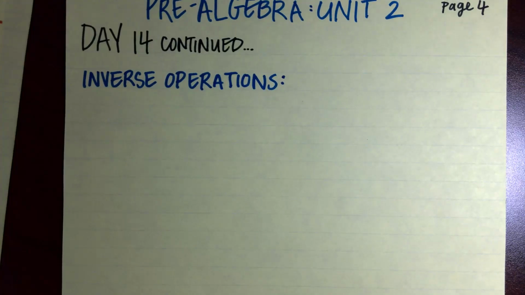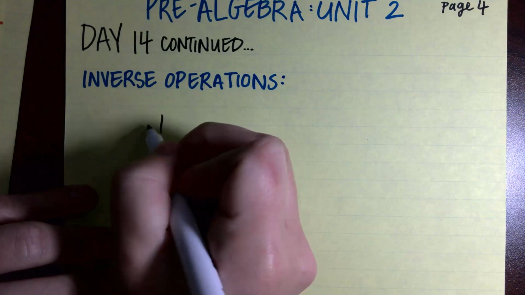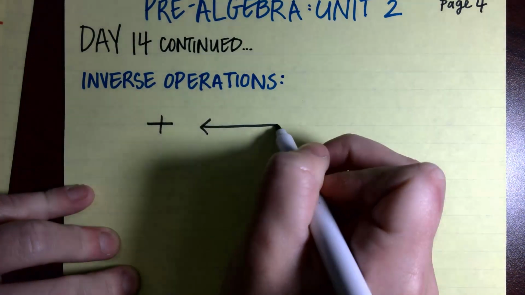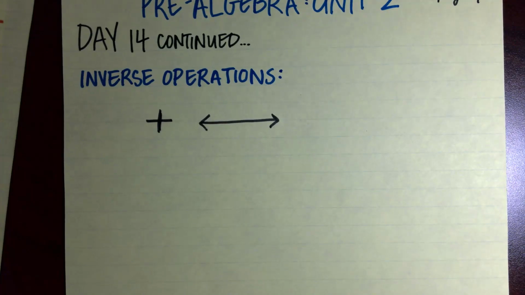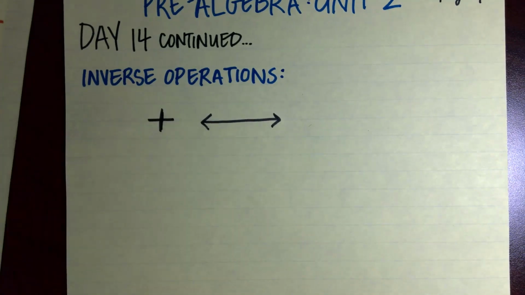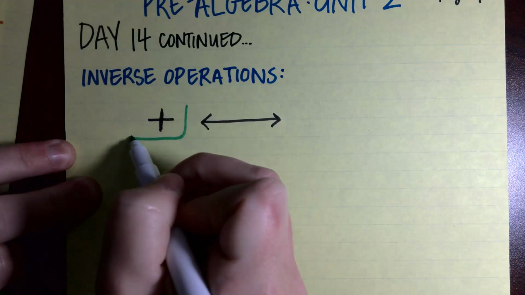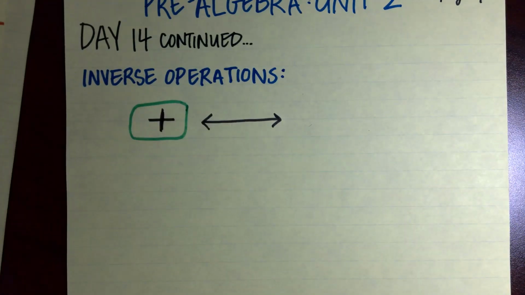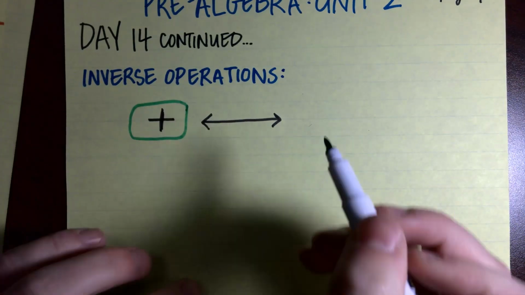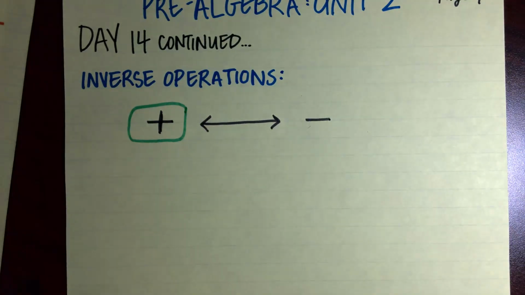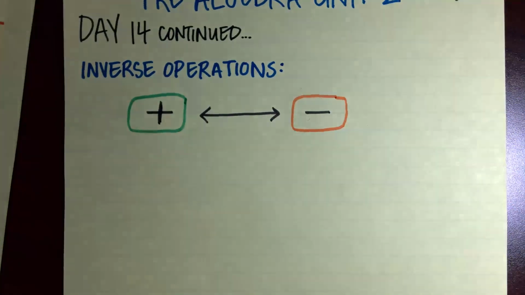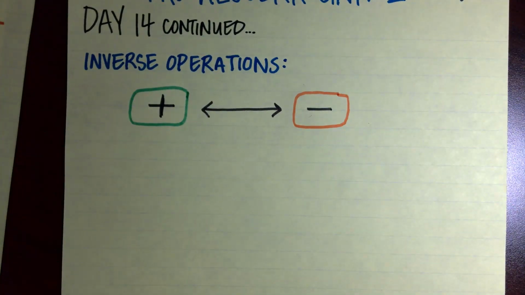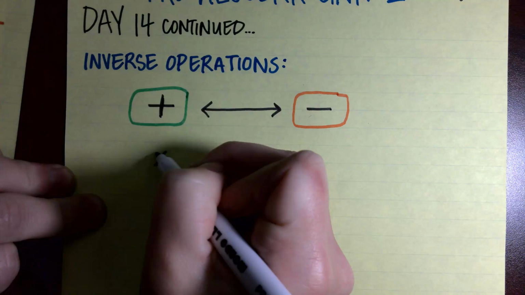So we're going to make a quick little chart to help us remember. So here I have addition. What is the opposite of addition? Subtraction. Good. Now one more. What do we have here?